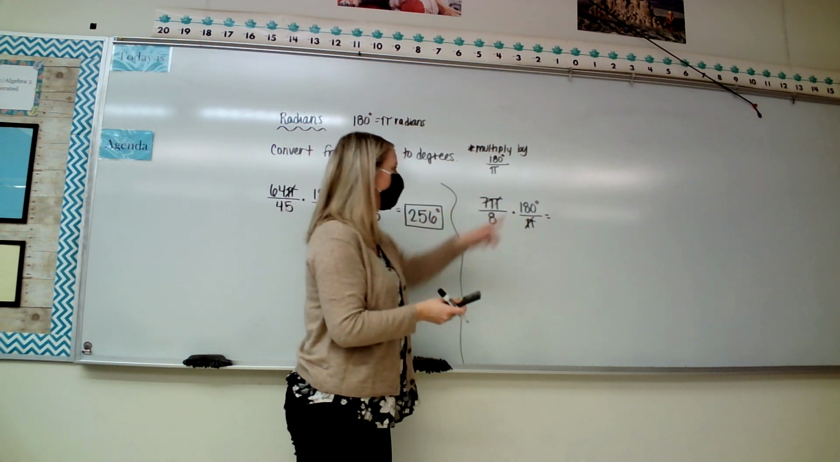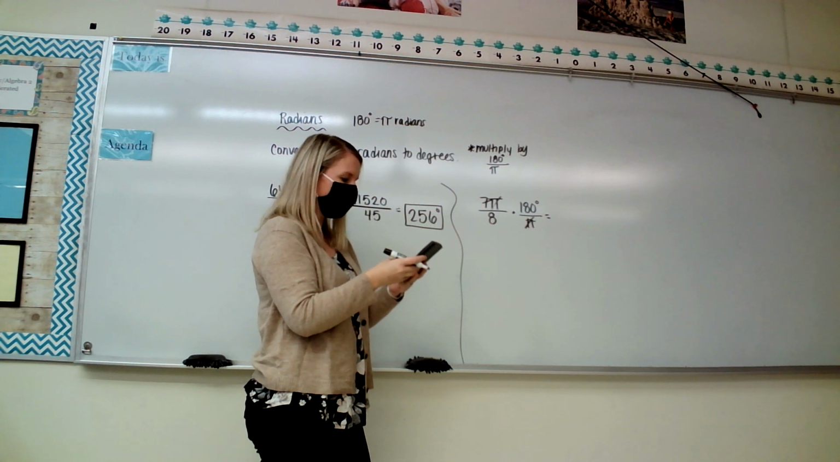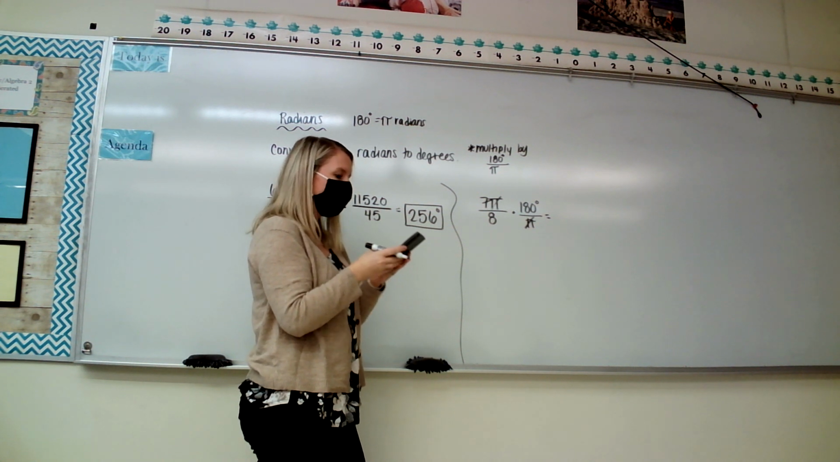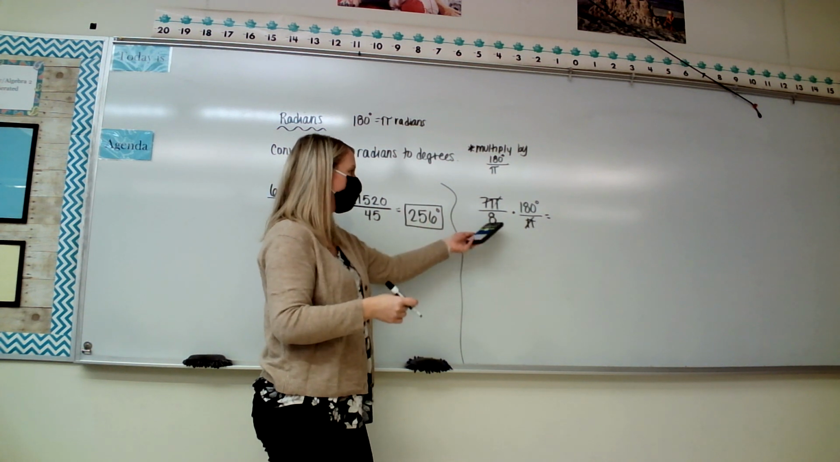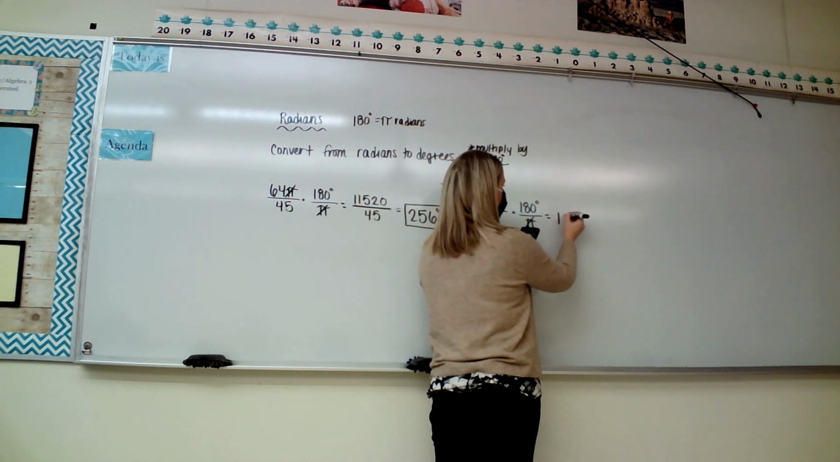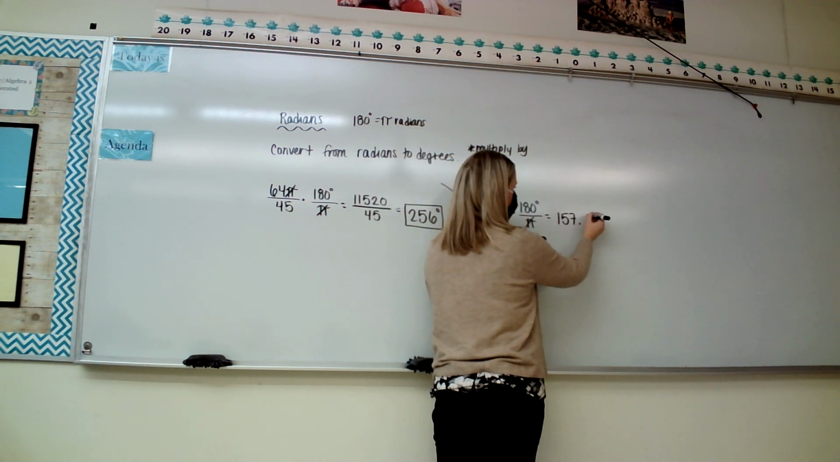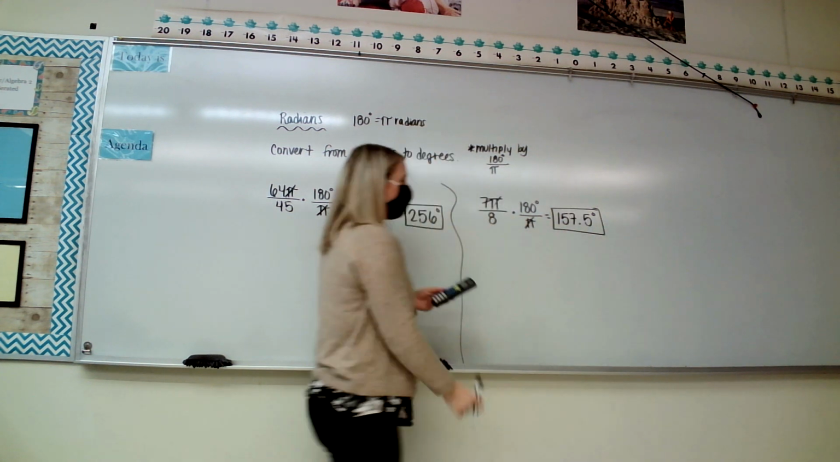So 7 times 180 gives me 1260. I'm not even going to write it down. I'm just going to do it right on my calculator, because I'm just going to divide that by 8. And it comes out to 157.5. Perfectly fine to get a decimal, by the way. And that would be your final.